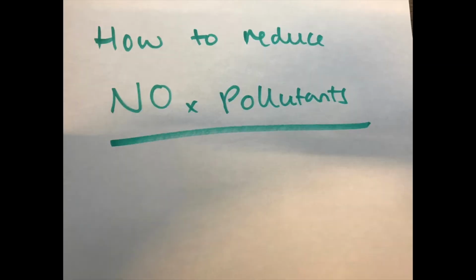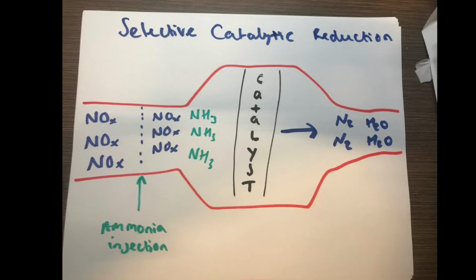How to reduce NOx pollutants. One of the ways is selective catalytic reduction systems. Typically, SCR systems can achieve NOx removal efficiencies over 90%. Selective catalytic reduction is a chemical process of using a reductant like ammonia to convert NOx into diatomic nitrogen, N2, and water, H2O, with the aid of a catalyst.